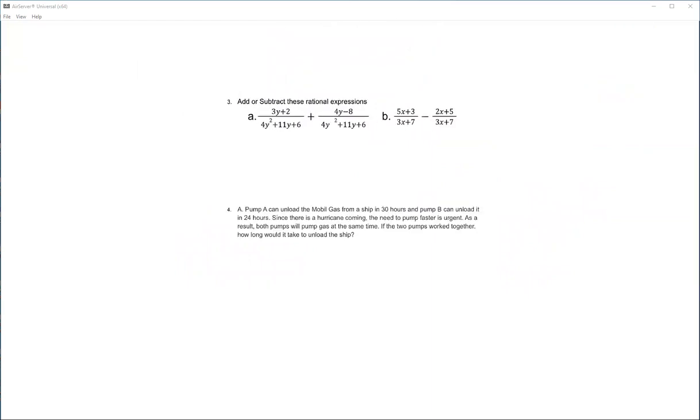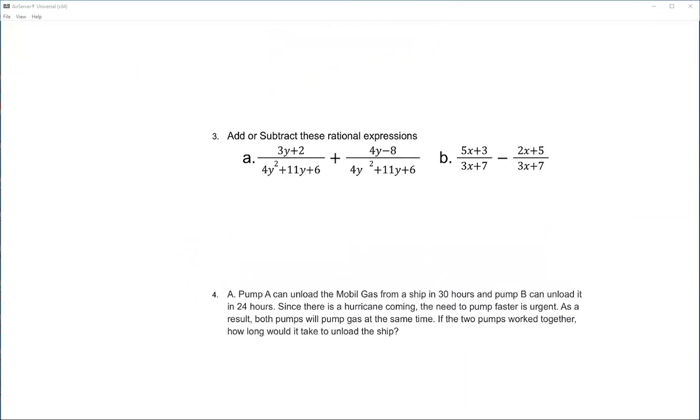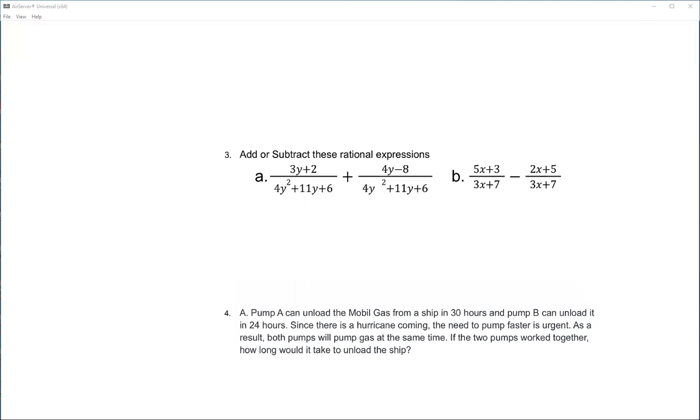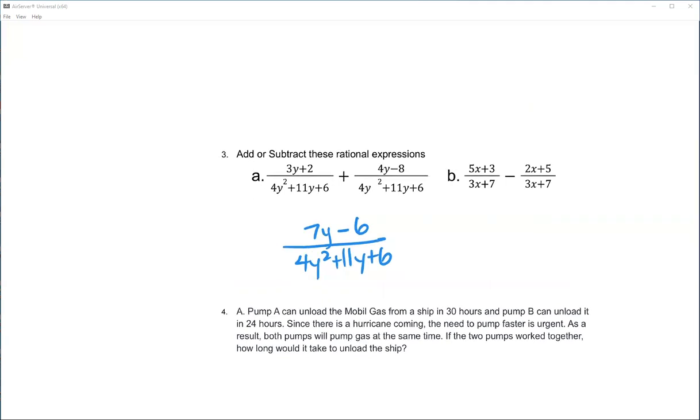Number 3, we're adding. Hopefully the adding is pretty straightforward because they gave the same denominator, right? So all we're doing is just combining like terms. So it'll be 7y minus 6 all over 4y squared plus 11y plus 6. You may have to factor, I mean, this could be a factoring problem, but they're not factorable, so there's nothing to simplify, so you're good.